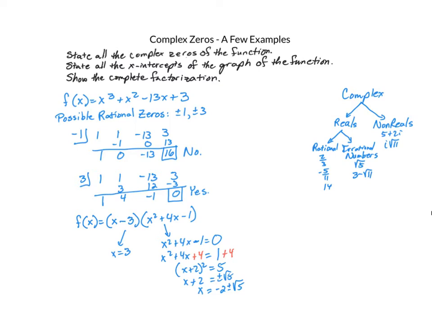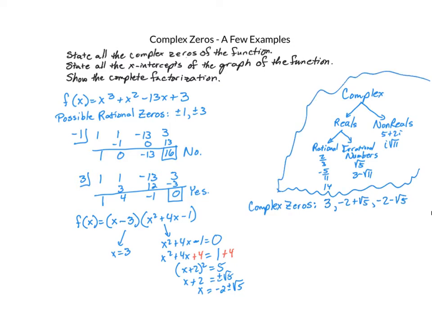So let's answer all the questions. State all the complex zeros. So let's do that, the complex zeros. And notice in this problem, all the complex zeros are real. They are 3, negative 2 plus the square root of 5, and negative 2 minus the square root of 5. Let me separate it from my little chart over here.